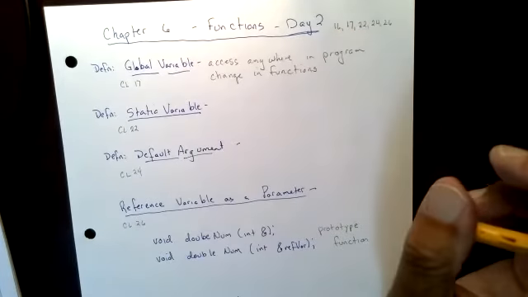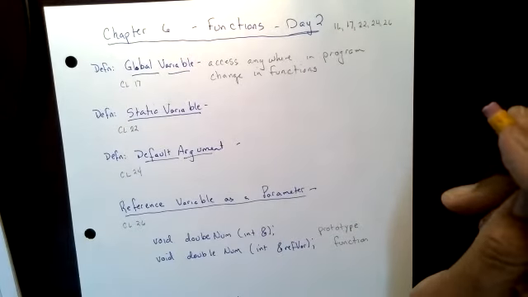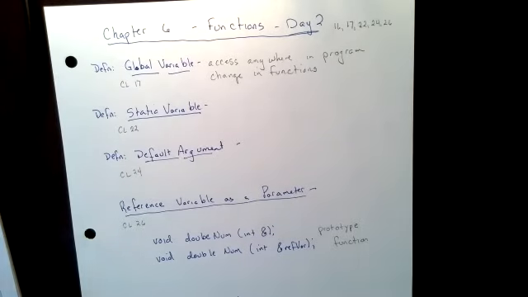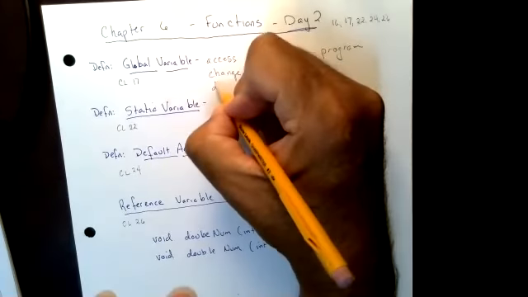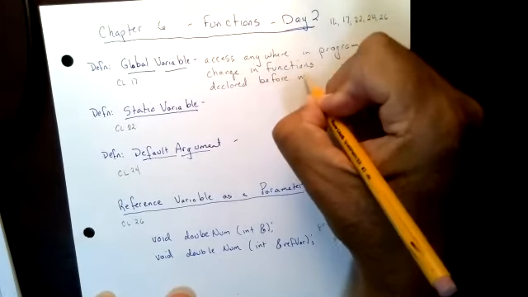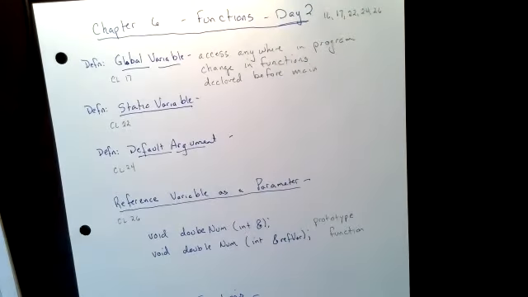What else? Where is it listed? Outside the main? Yeah, it's declared in a funny spot. It's declared before the main. So we should probably put that in: declared before main. Could I create a local variable in a function that's the same name and cause confusion? I think so. Yeah.